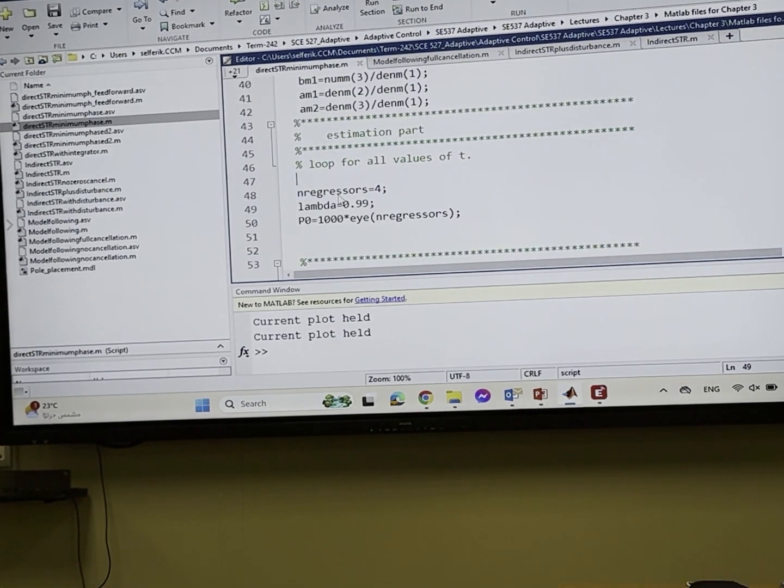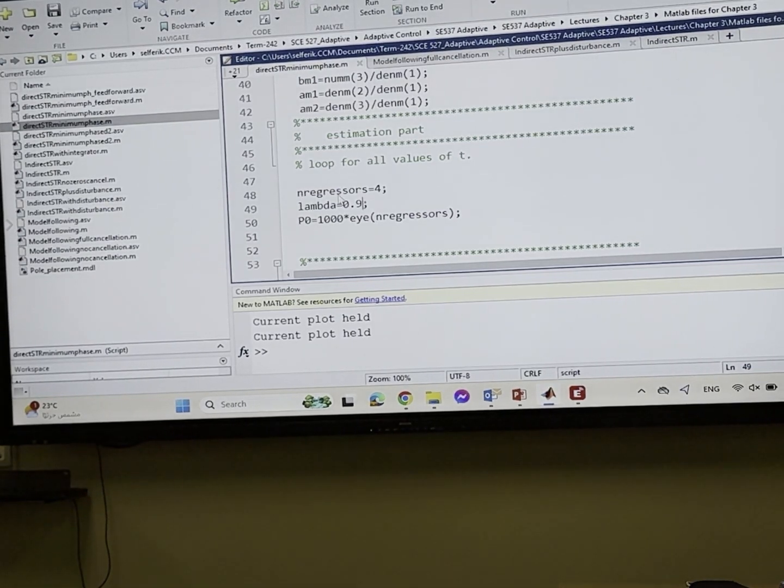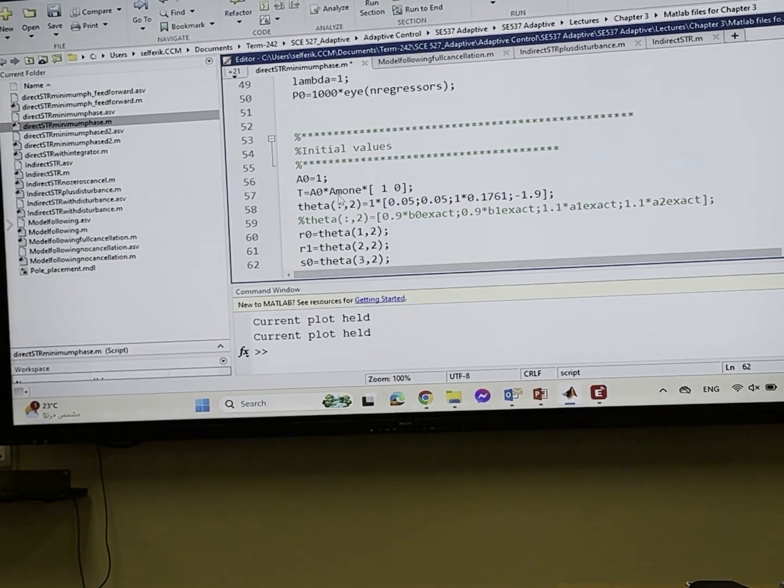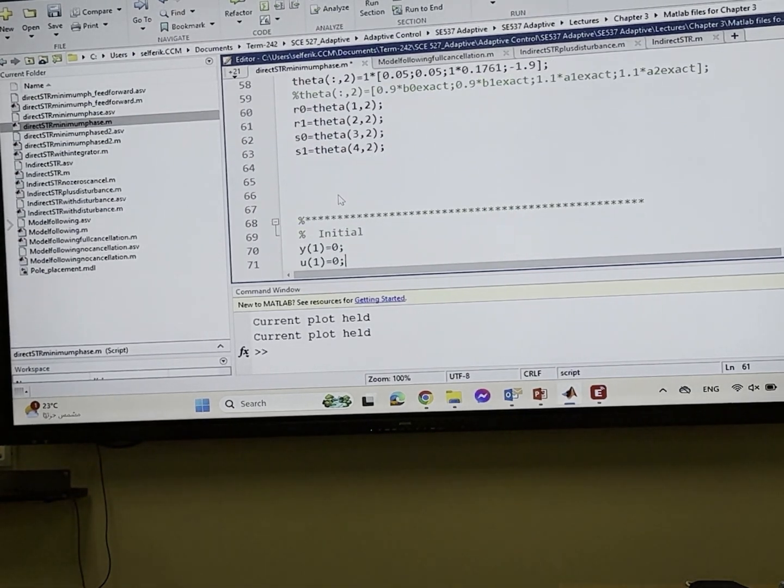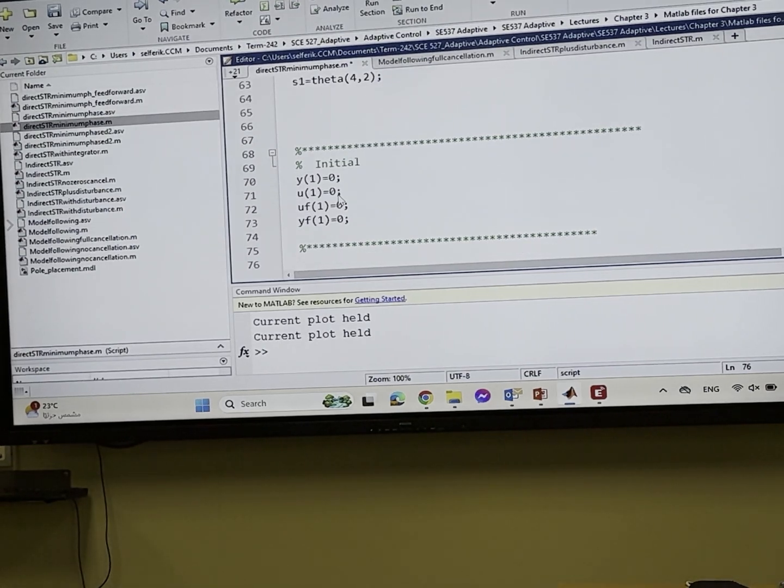Identify the number of regressors equal to 4. Lambda, we are putting it equal to 99. I'm going to put it equal to 1, and then continue. Lambda equal to 100. I need initial values, as your friend pointed out, because there is some shift in time. So I need the value of A0. I need the value of theta 0, which is A0 multiplied by AM1, constant in this case. I take the value of the parameters of R tilde and S tilde random.